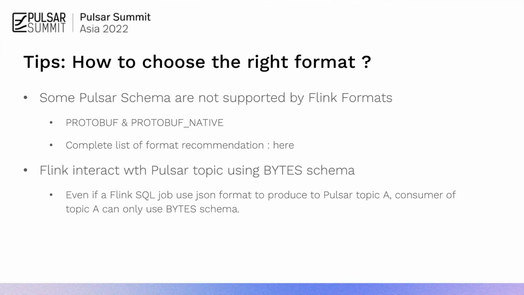Also, Flink interacts with Pulsar topics using byte schema. That means everything, whether it's sending out or receiving from the Pulsar side, will be byte schema. For example, if a Flink SQL job uses JSON format to produce to Pulsar topic A, then any other consumers, very likely not Flink, some other applications, can only use byte schema to consume from topic A. They cannot use a JSON schema here.